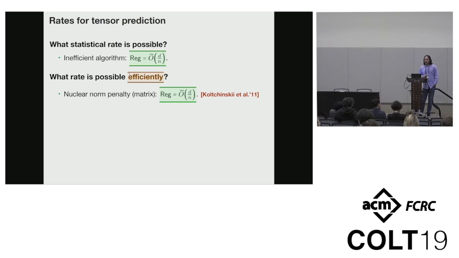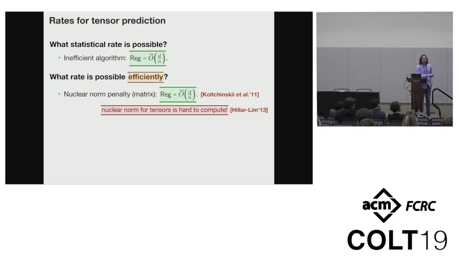Here it's helpful to think about what happens in the matrix case. In the matrix case, you can do least squares with a nuclear norm penalty, and this allows you to have your cake and eat it too. So you get the d over n rate, and you get this with an efficient algorithm. But unfortunately for tensors, as soon as you go above order 2, the tensor nuclear norm is computationally intractable, even to approximate. And so we need to think about other algorithms.